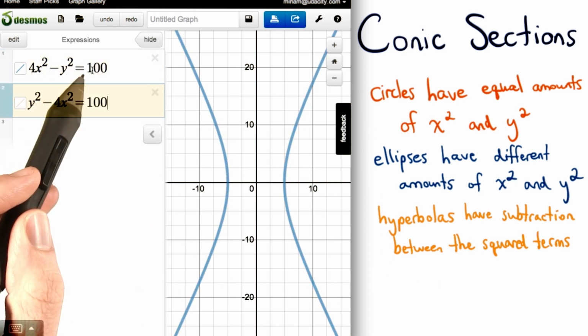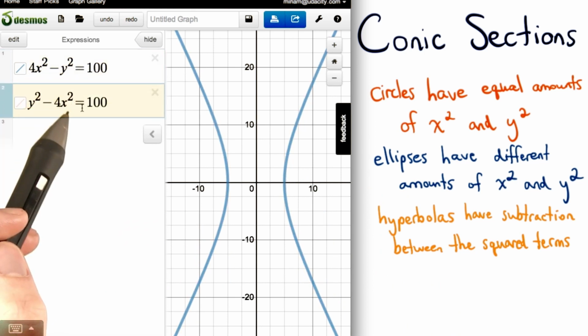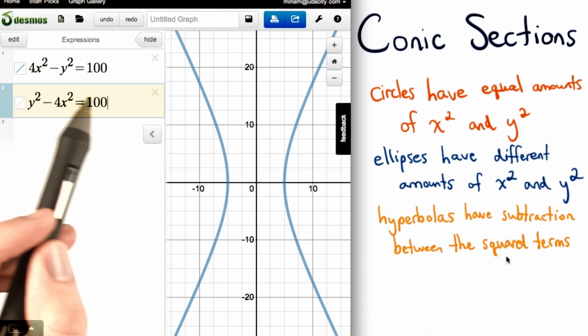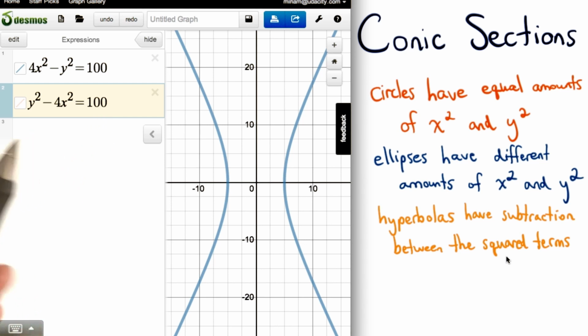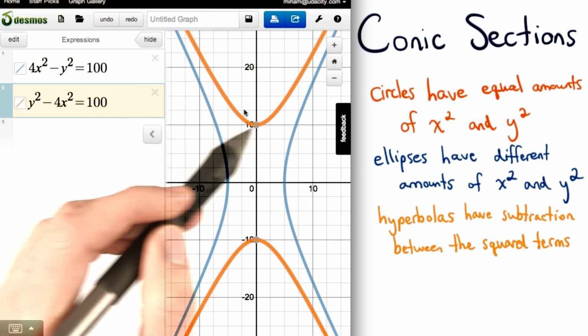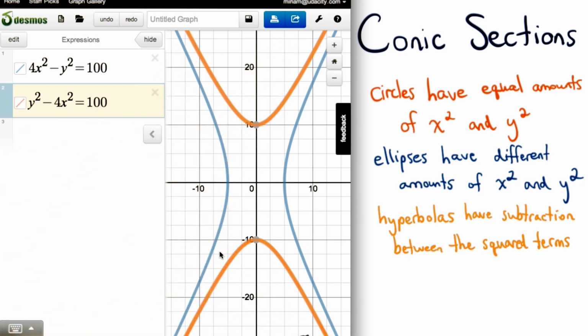But let's see what happens when we make the x squared term negative and the y squared term positive. We have subtraction between the squared terms, so we know this graph will end up being a hyperbola. And look, it is. The only difference is that now our hyperbola opens up and it opens down. And that's because the y squared term comes first, it's positive, whereas the x squared term is negative.